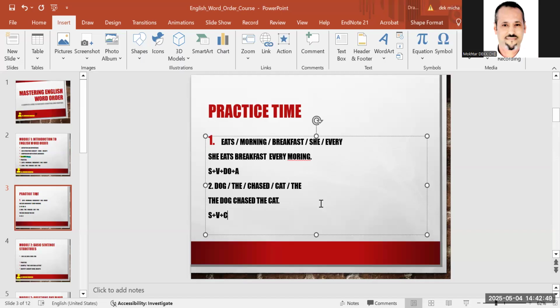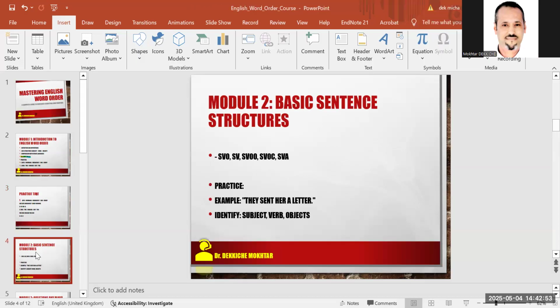Okay, let's move to the basic sentence structure. In the last section, we reviewed the most common English sentence structure, and this is why we are going to pass to practice time.